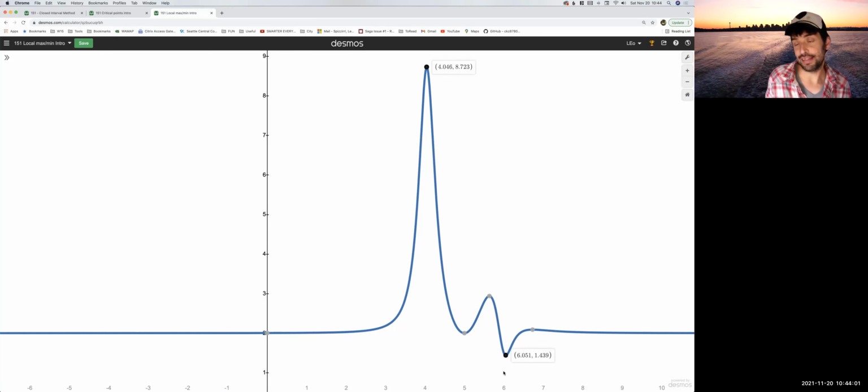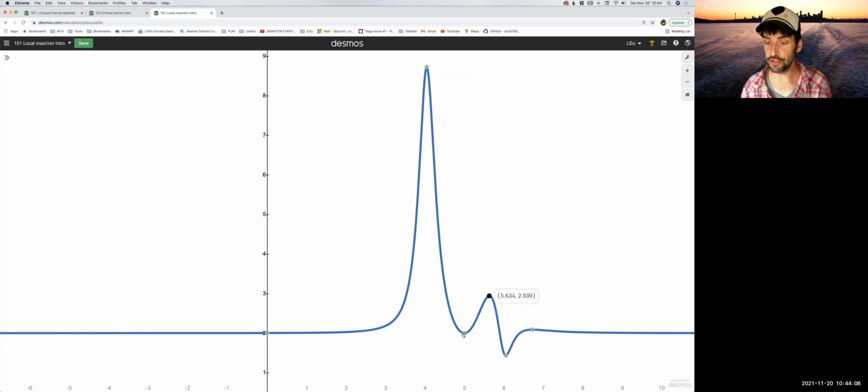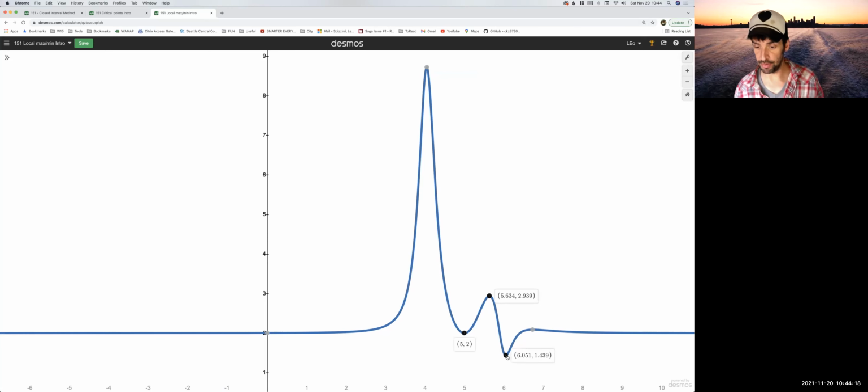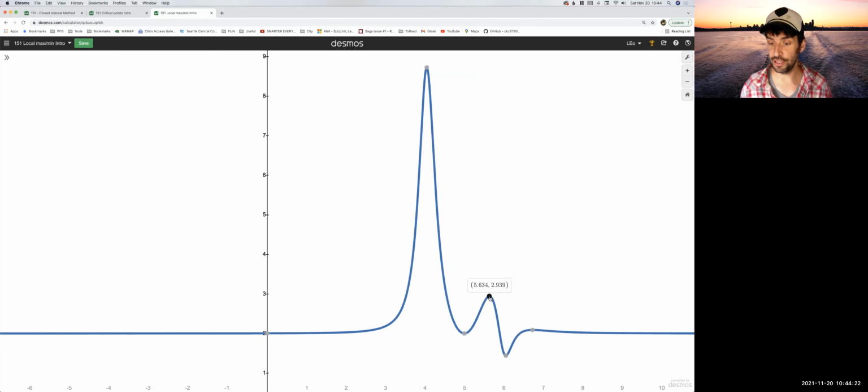However, these absolute max and mins aren't the only things that are relevant. You might notice we have other similar types of spots here that we can maybe describe as the tops of hills and the bottoms of valleys, right? This minimum is the bottom of a valley. This absolute maximum is the top of a hill. This point in here is the top of a hill. This point here is the bottom of a valley.